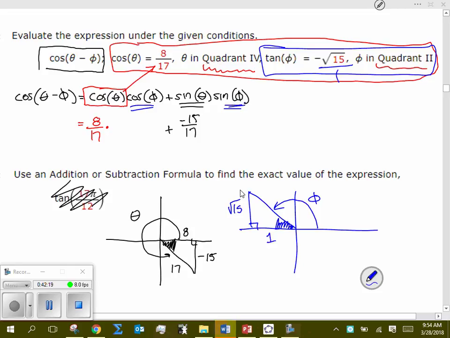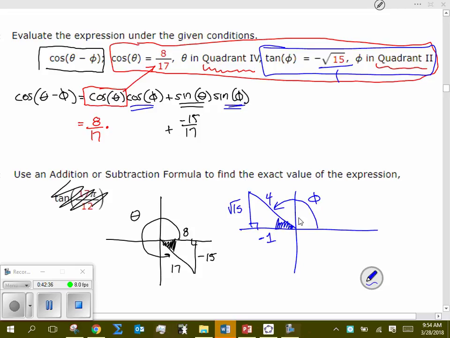Now, which one of those actually carries the negative sign? That's the 1. Pythagorean theorem is going to tell you your hypotenuse eventually is 4. Square that, I get 15. Square that, I get 1, right? And together, I get 16. Square root of 16 is 4.